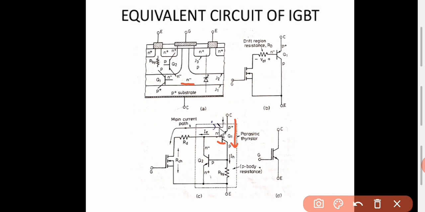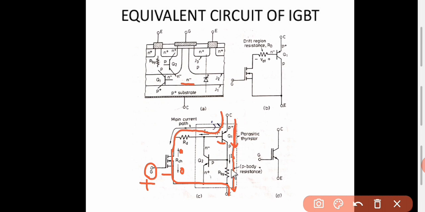This junction J1 is in forward bias condition, that means current is flowing from this to this, but no gate signal is applied, so no current will flow from drain to source. If we apply a positive gate signal, the MOSFET is turned on, and now current flows from drain to source to emitter. So this Q1 is turned on because of the base current. Now current will start to flow from collector to emitter.